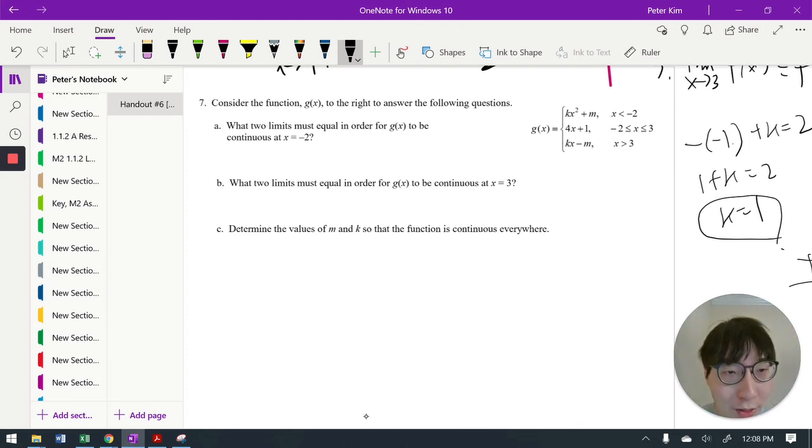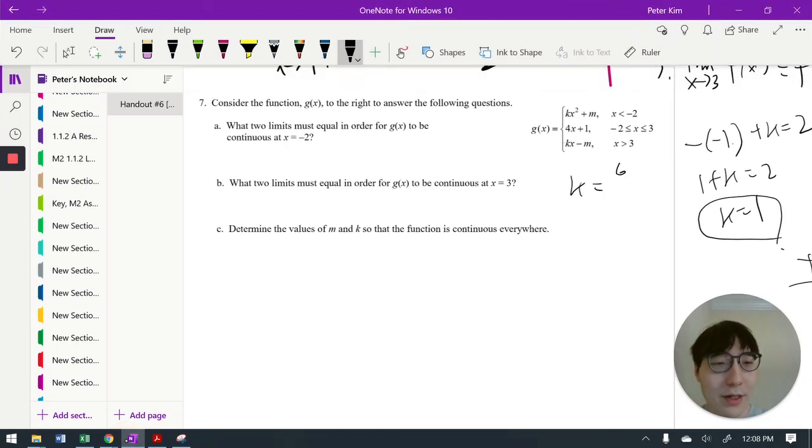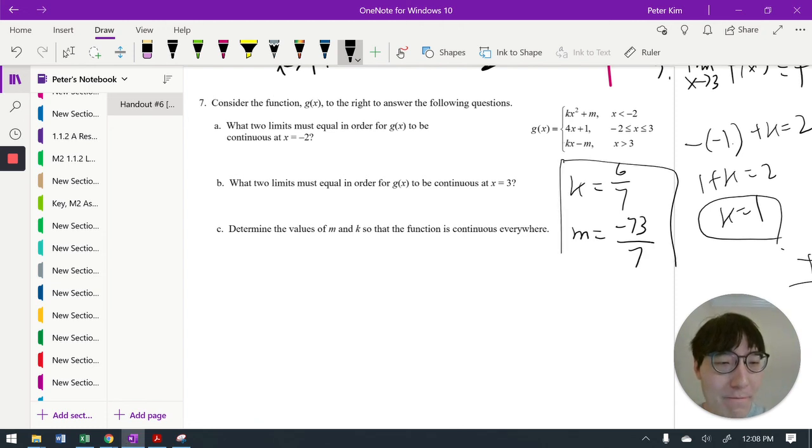The main thing is you have to find the k and m. Here the k value will equal, I wrote it down somewhere, or actually you can just take a look at it here. K is going to be 6 over 7, sorry. And then m is going to be negative 73 over 7. Not a nice number like 1 and negative 1, eh? And guess what?